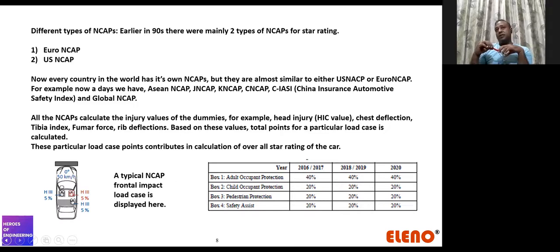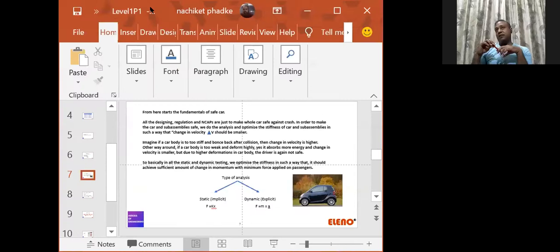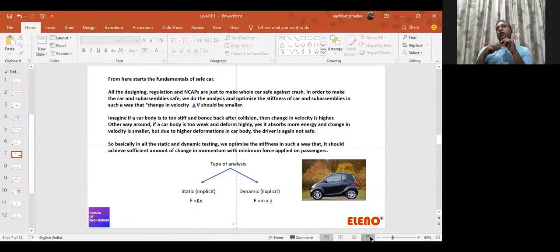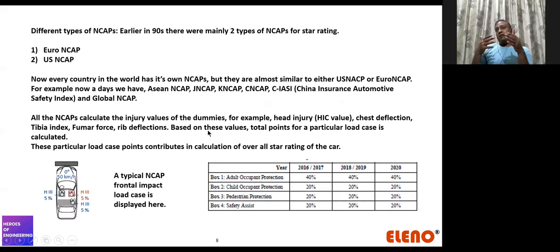So you can think in this way: in a car crash, when the car is crashing and the person's chest is just hitting the steering column, then there will be a big intrusion applied on the chest and there will be an injury on the chest. And sometimes a person can die also if the force is reaching more than 4 kilonewtons. So this is the injury, actually, it's called.